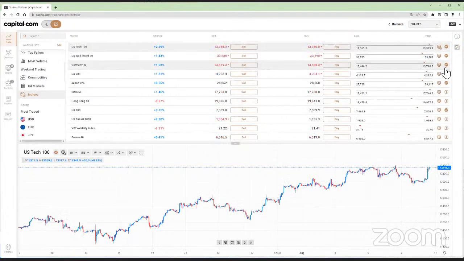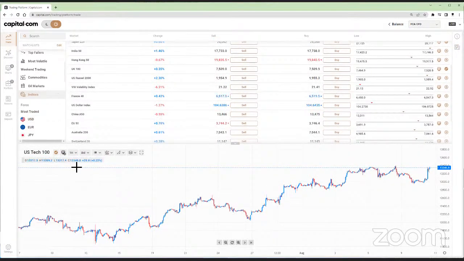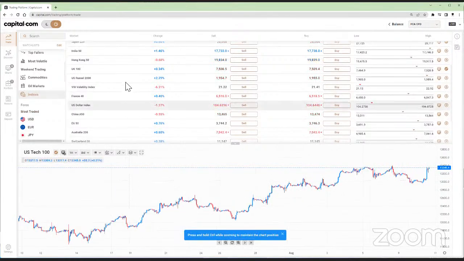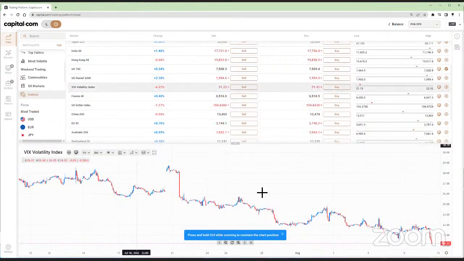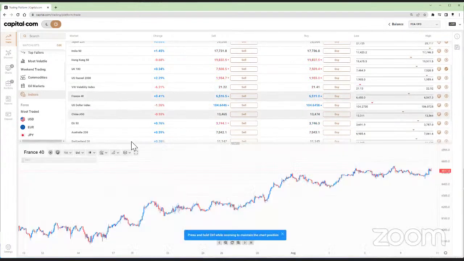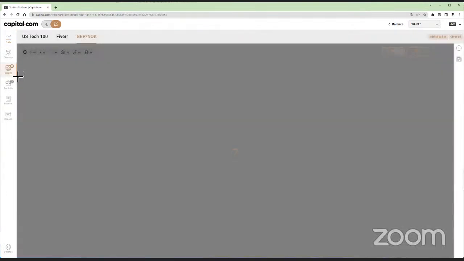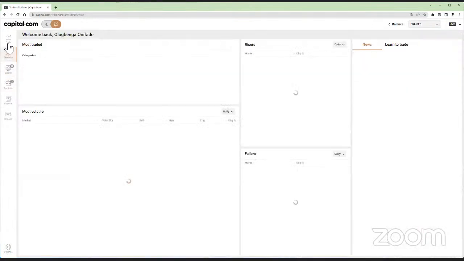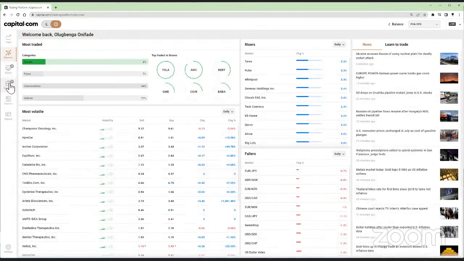Okay, so all these you can see them. You can see the charts here, whichever one you select. VIX Volatility Index. You can see the VIX down today. France 40. So it looks like it's looking up as well. And these are the charts.